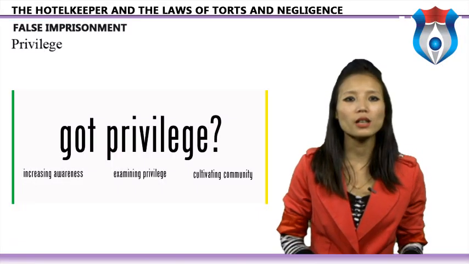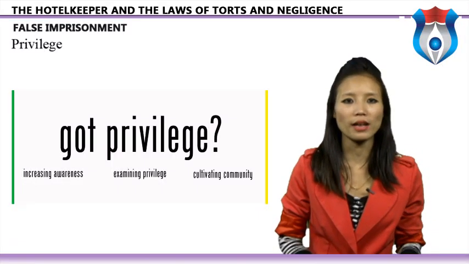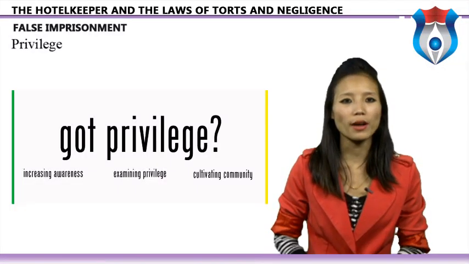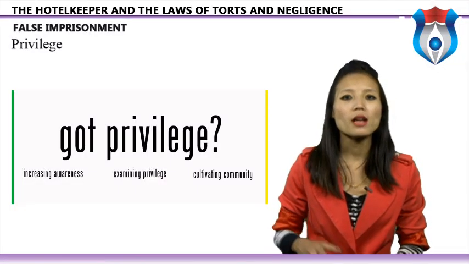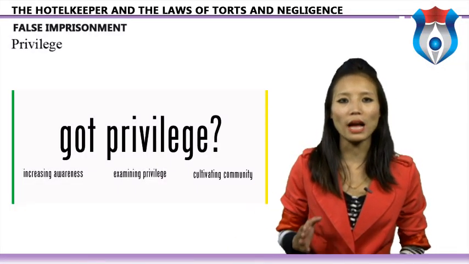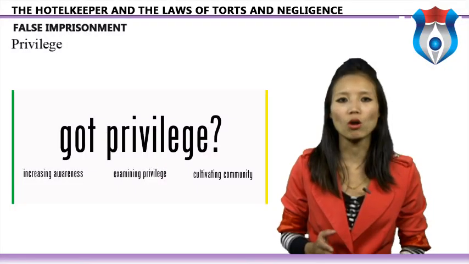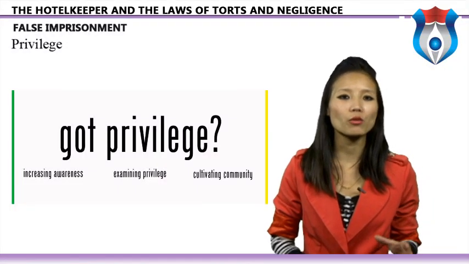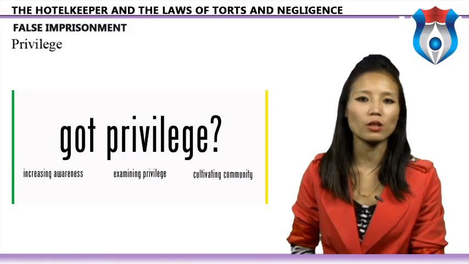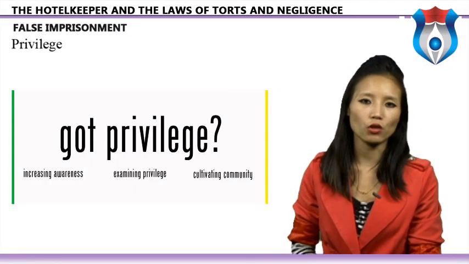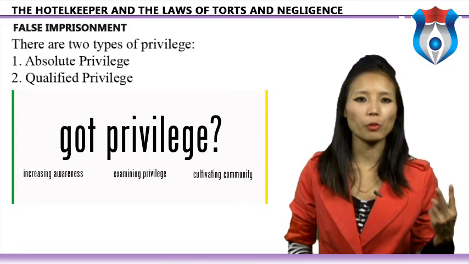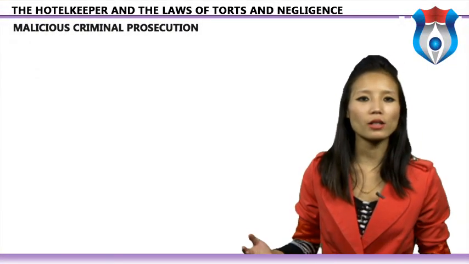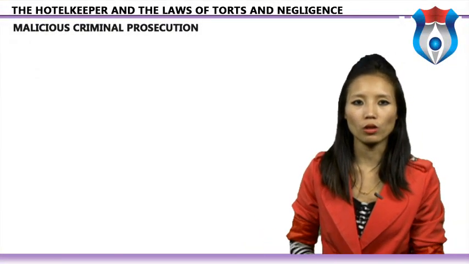Privilege. There are certain occasions when the law recognizes that the right of free speech outweighs the plaintiff's right to reputation. The law treats such occasions to be privileged, and a defamatory statement made on such occasion is not actionable. There are two types of privilege: absolute privilege and qualified privilege. Let us now discuss malicious criminal prosecution.